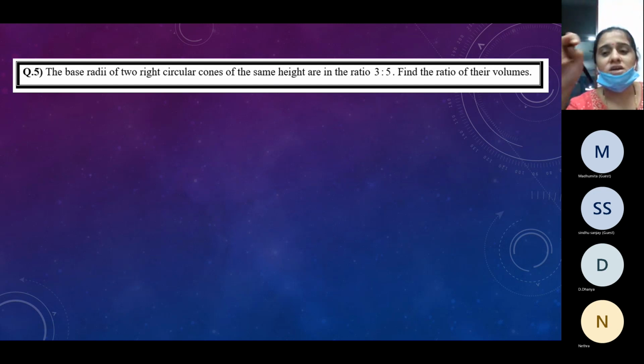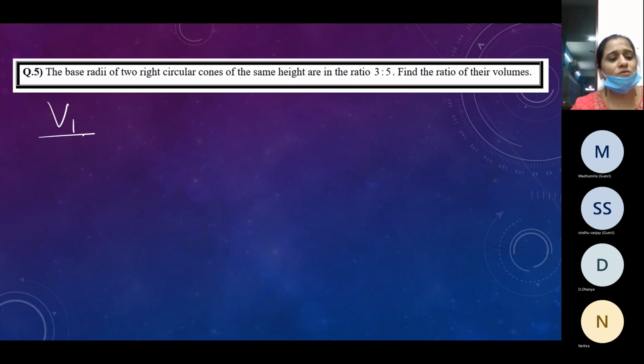Now, in this case, you should find the ratio of their volumes. You may find the volume of the first cone, the volume of the second cone, and then find the ratio, but don't do that. You must work like this. This way, you'll only save time, nothing else.